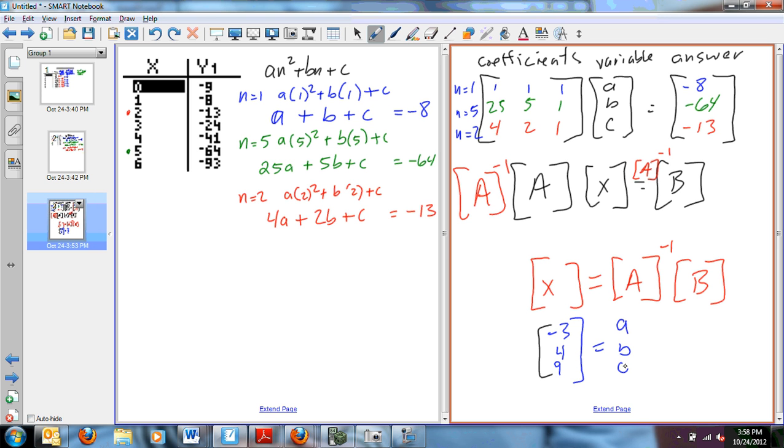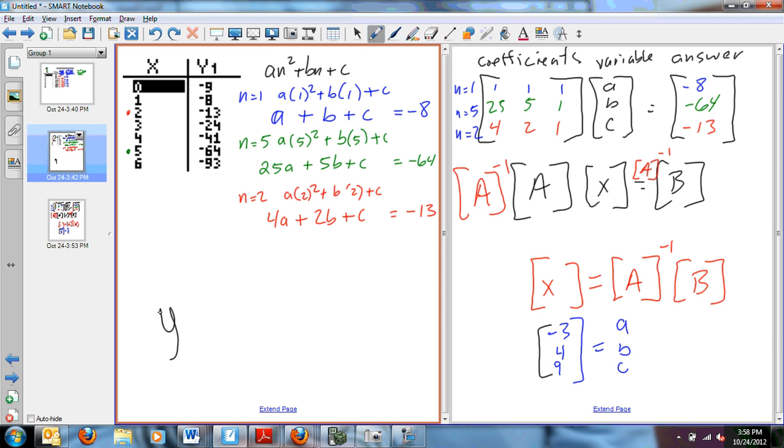So we can plug these A, B, and C values back into our general quadratic equation to say what will make this sequence. Well, I guess we'll use Y for this one. But I would probably use subscript notation to say that this is formed by negative 3 m squared plus 4m plus 9. If you want to check it, put it in your y equals and see if it makes this table. But I know I made it. It's going to work.